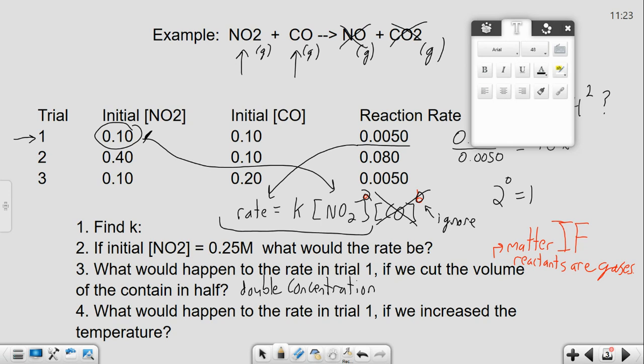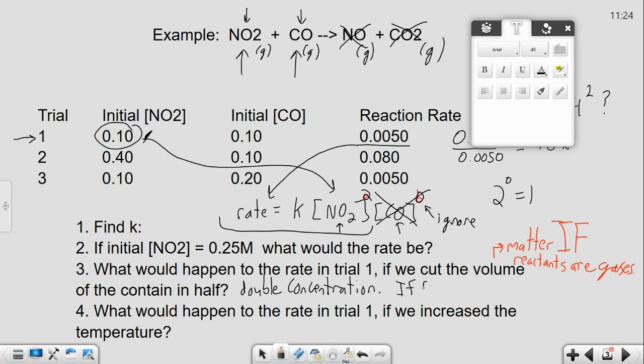So half the volume is twice the concentration. They're an inverse relationship. It's 1 over. So if I cut the volume down to a quarter, it'd be 4 times the concentration. If I doubled the volume, I'd have half the concentration. What happens if I double my concentration of NO2 and carbon monoxide? Well, carbon monoxide does nothing. Look at our rate law. It doesn't change it. But I've doubled the concentration of NO2.